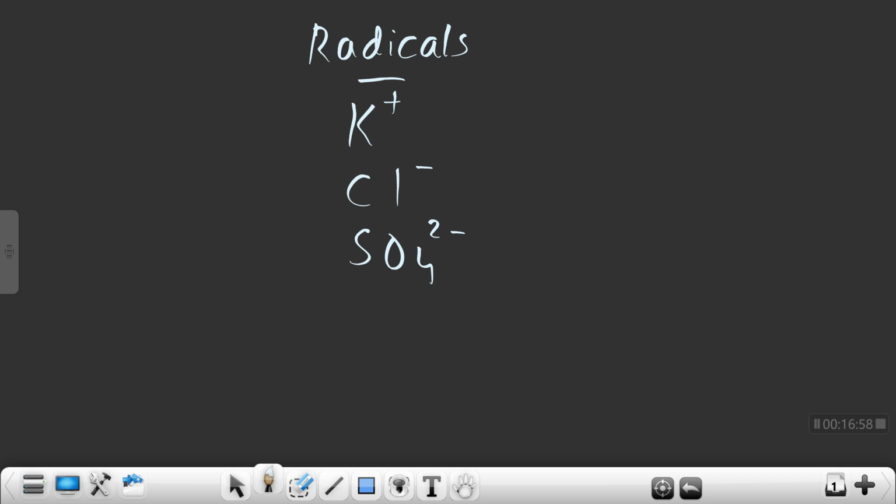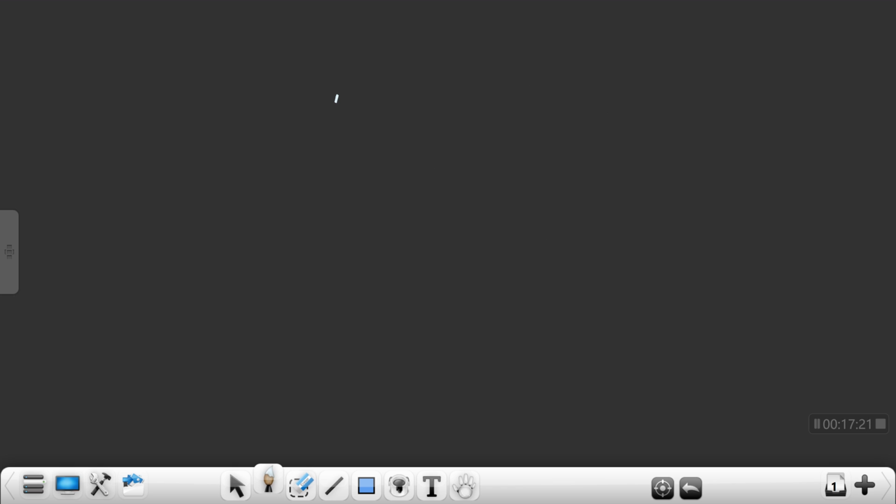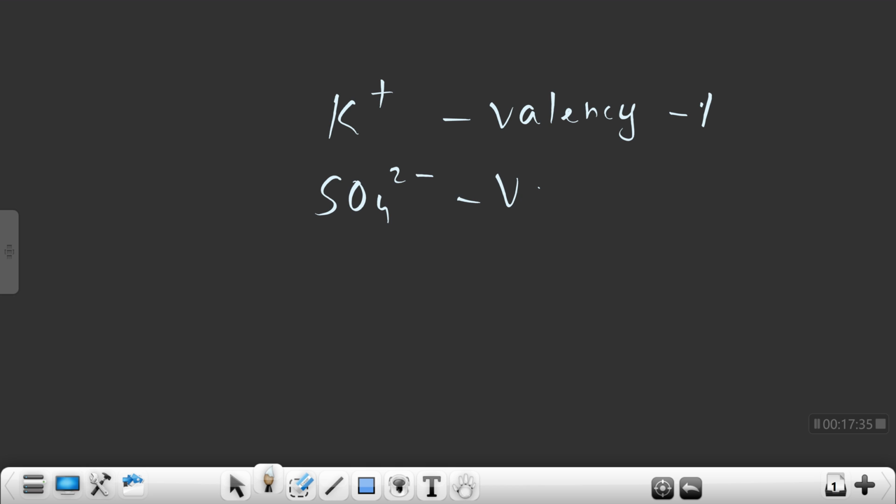SO4 is called a compound radical. It is also an acidic radical. So there are simple radicals as well as compound radicals. K+ is a simple radical, but SO4 is a compound radical. And see, K+ means its valency is 1. The number which is written above is the valency. The valency of sulfate SO4 is 2.